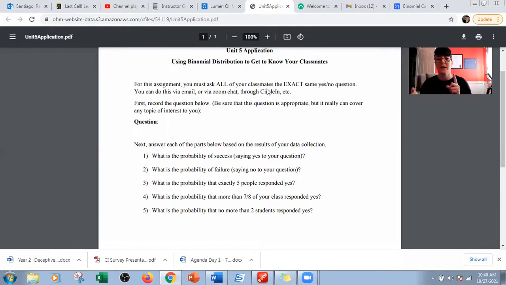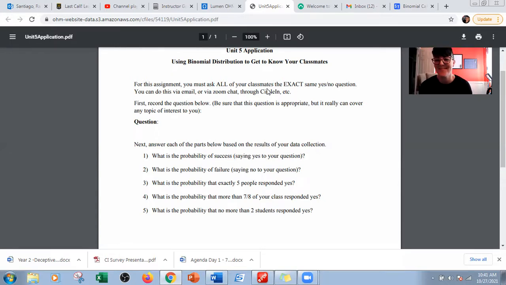Your goal is to collect 25 to 30 responses. As soon as you hit 25 or more, you can close your survey and then you can take that data and analyze it. Then think about what is 7/8 of the total number of responses that you had. That's going to give you that value. You want the probability that more than that responded yes. You multiply them together?